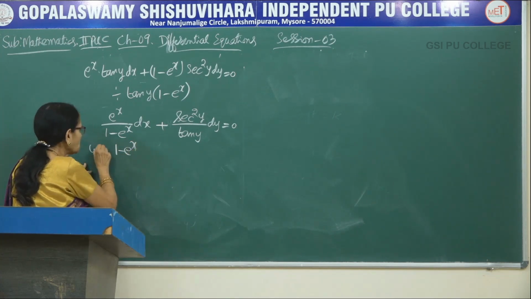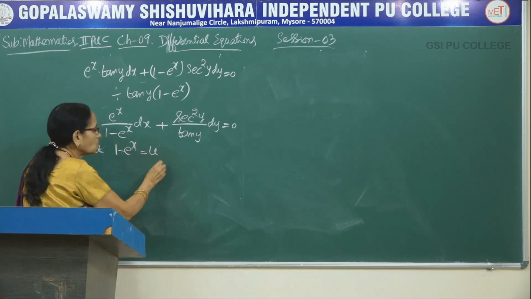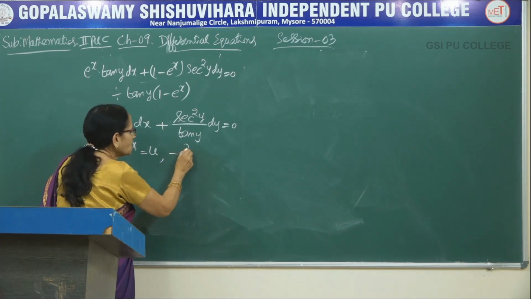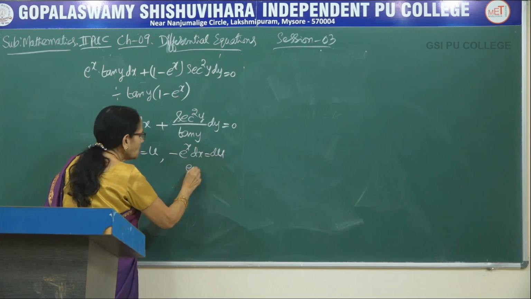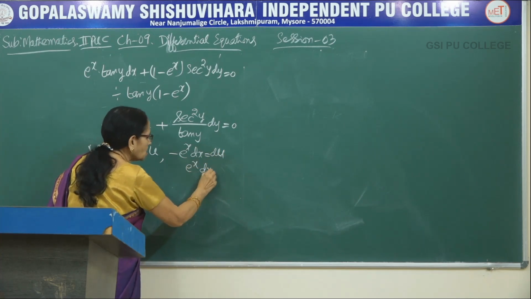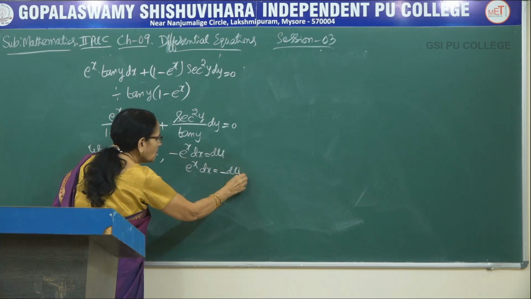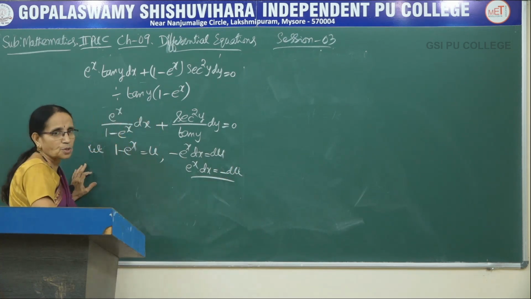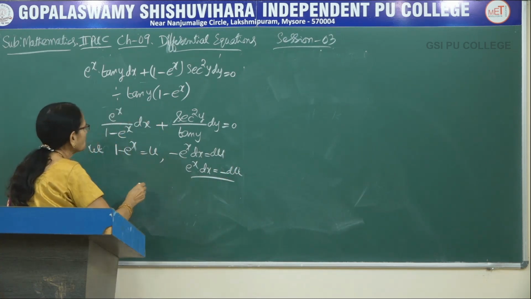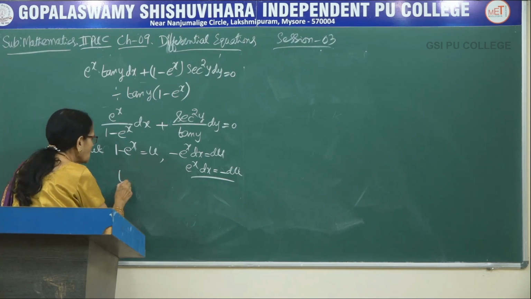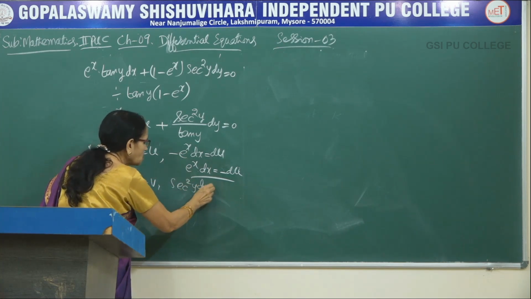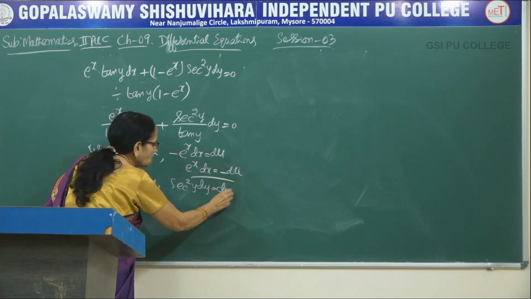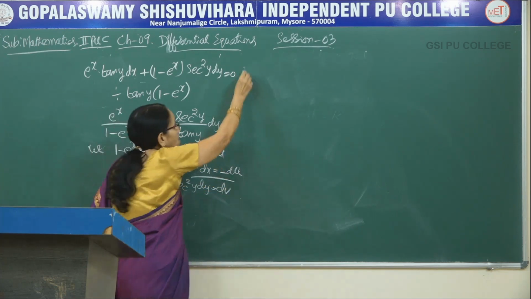Let 1 minus e to the power x be equal to u, then minus e power x dx equal to du, or e power x into dx would be equal to minus du for the first term. For the second term, let tan y be equal to v, then secant square y into dy would be equal to dv. Now let me do the integration.